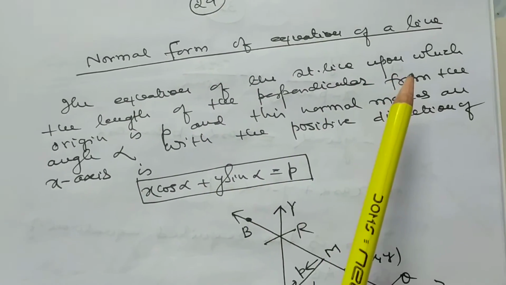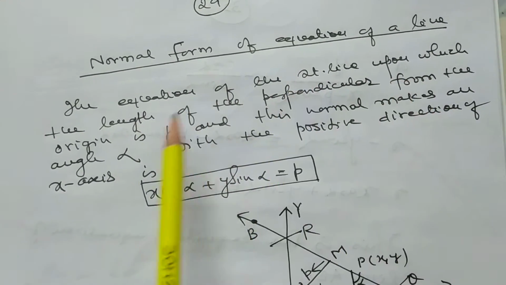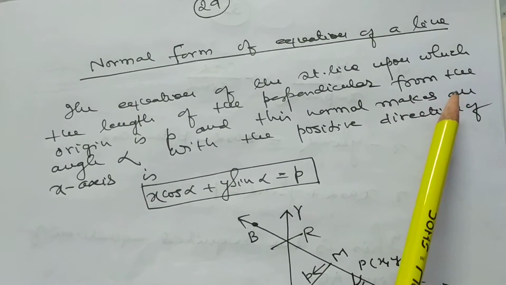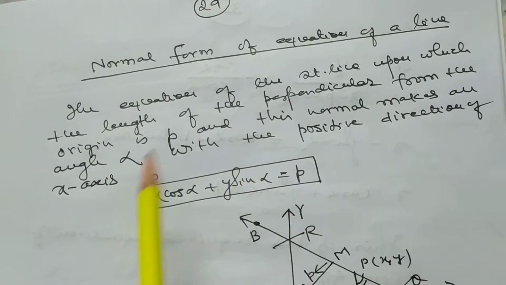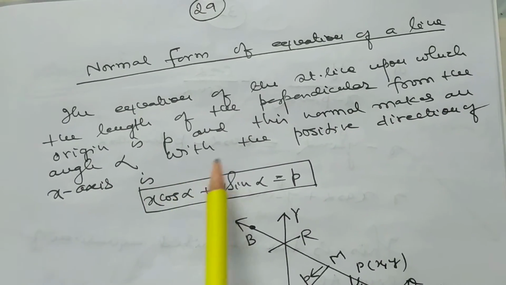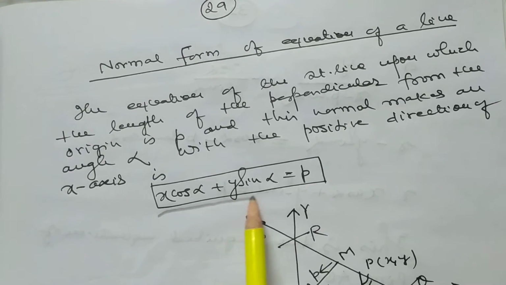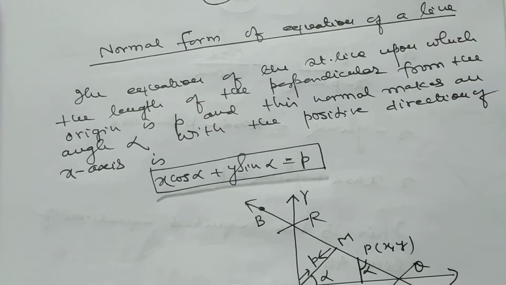Normal form of the equation of a line. The equation of the straight line upon which the length of the perpendicular from the origin is p, and the normal makes an angle alpha with the positive direction of the x-axis, is x cos alpha plus y sin alpha is equal to p.